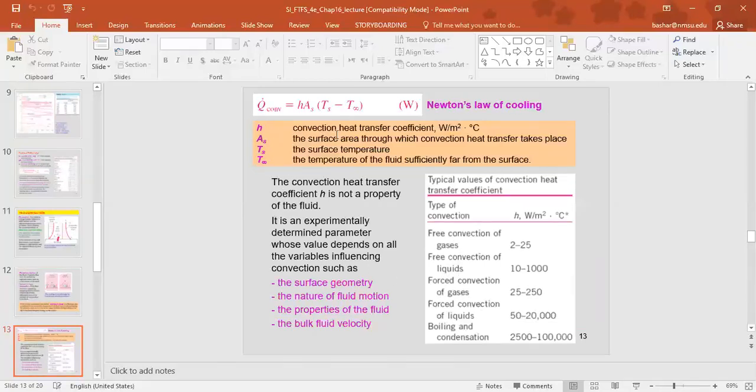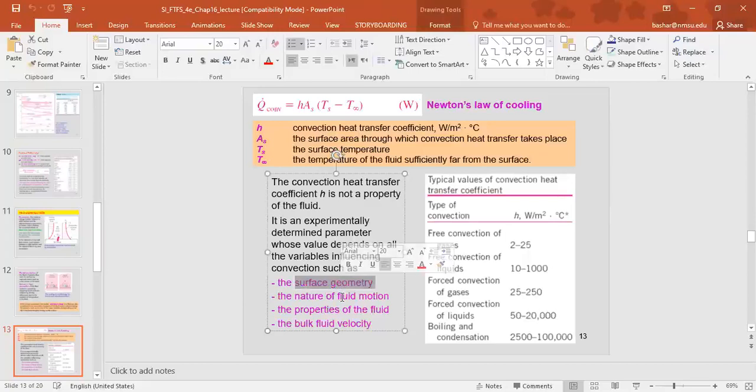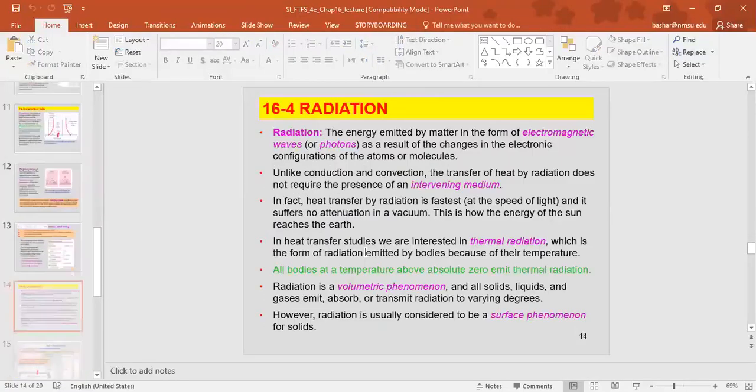The convection heat transfer coefficient is experimentally determined, and it depends on many parameters such as the surface geometry, the nature of the fluid motion, the properties of the fluid, the bulk fluid velocity, and so on.